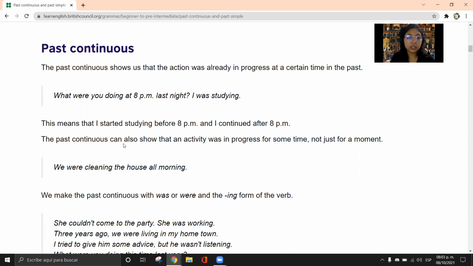The past continuous can also show that an activity was in progress for some time, not just for a moment, right? We were cleaning the house all morning. So in this case, obviously, this probably happened over 2 or 3 or 4 hours. So all morning. It was a process that we continued doing for that period of time.